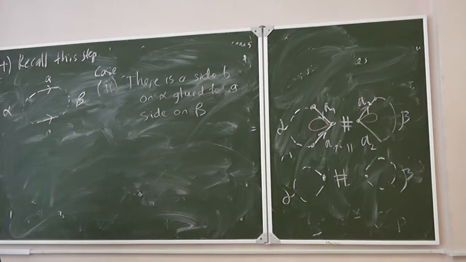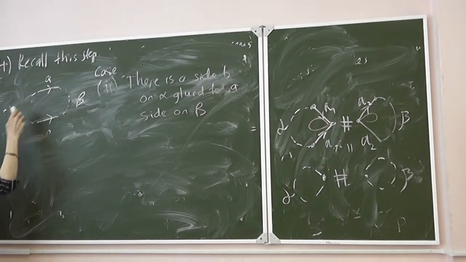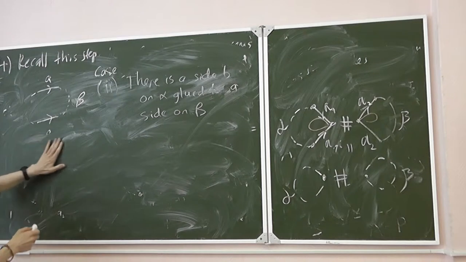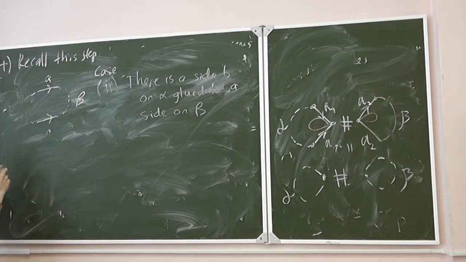Okay, do you remember what we can do then? So the next case is case two, if there is a B in that direction. So there are two more subcases. With a cutout. Yes.